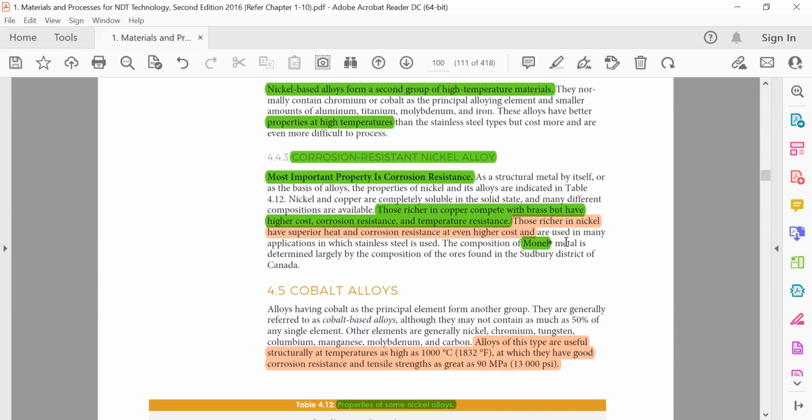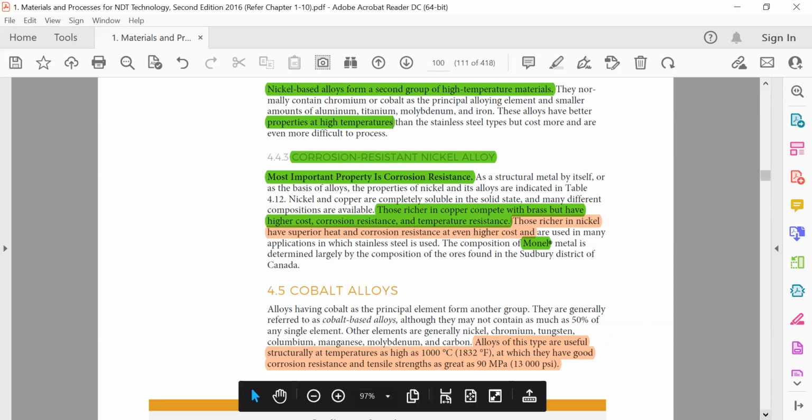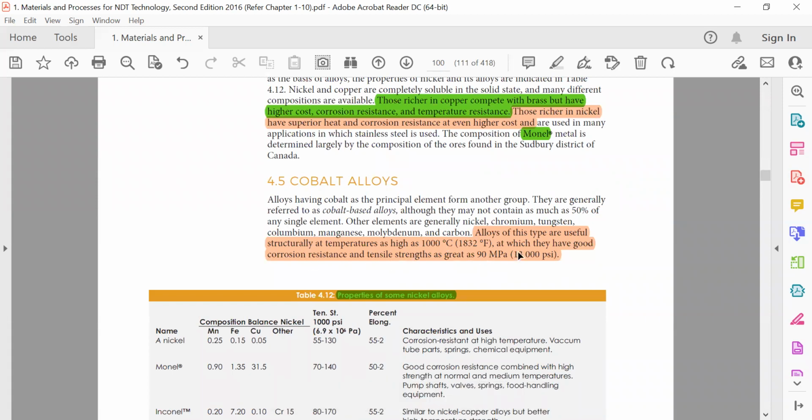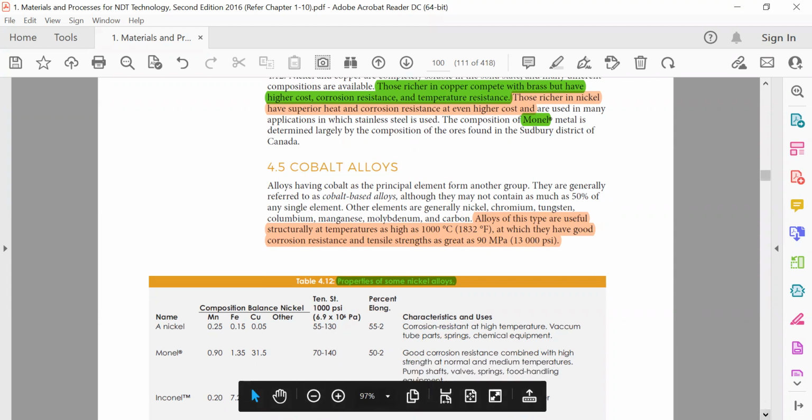Monel metal is determined largely by the composition of the ores found in the Sudbury district of Canada. Monel is the alloy of nickel. Cobalt alloys. Alloys of this type are useful structurally at temperatures higher than 1000 degrees centigrade. They have good corrosion resistance and tensile strength of as much as 13,000 psi, 90 MPa.